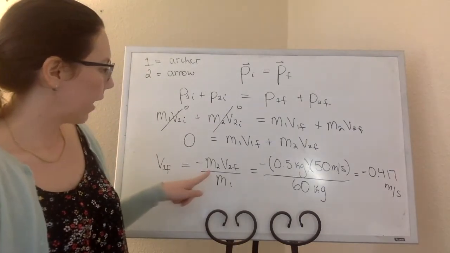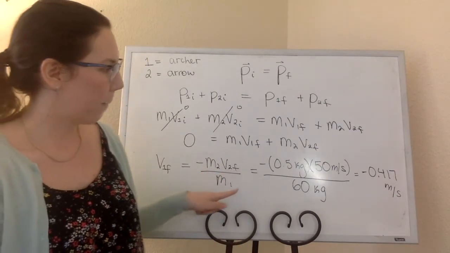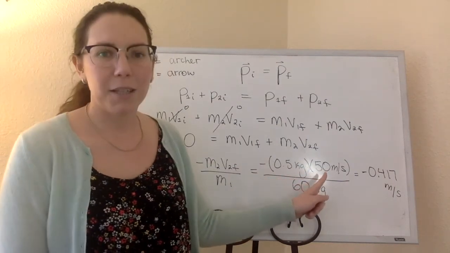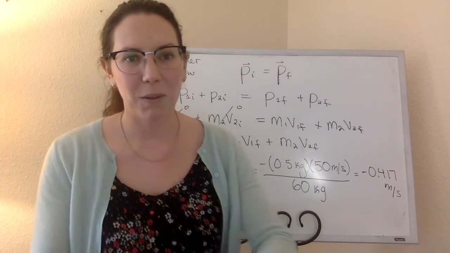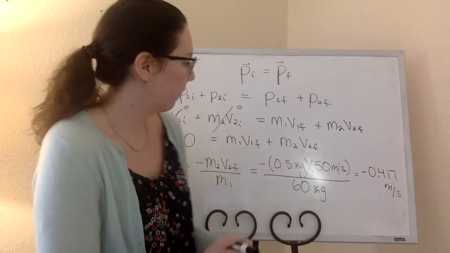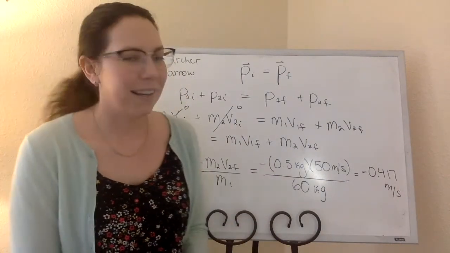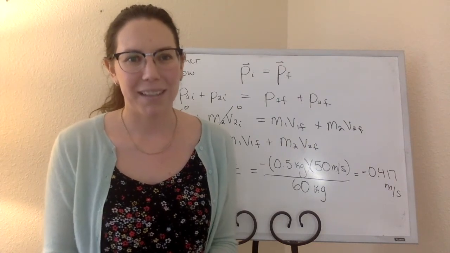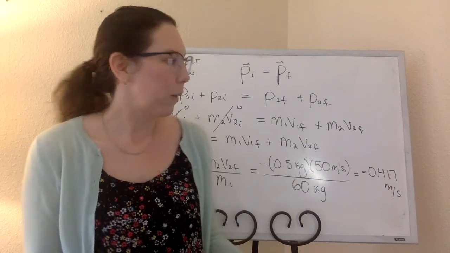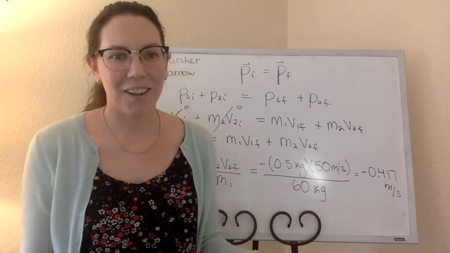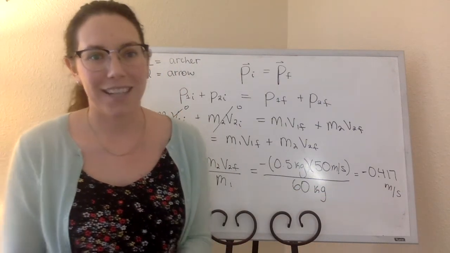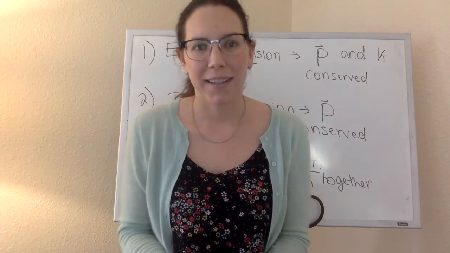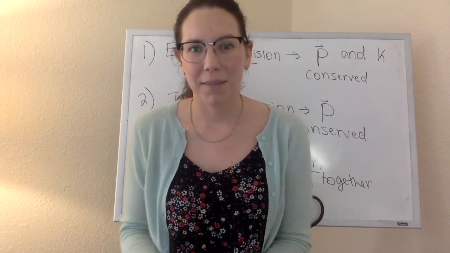So we have negative m2 v2f over m1, and then plugging that in, negative 0.5 kilograms, 50 meters per second. I've chosen the arrow to go off in the positive direction, over 60 kilograms. And then we get negative 0.417 meters per second. And notice we do get negative to show us that the archer moves off in the opposite direction from which the arrow was fired. So before we do some more examples, I want to go over 3 types of collisions.